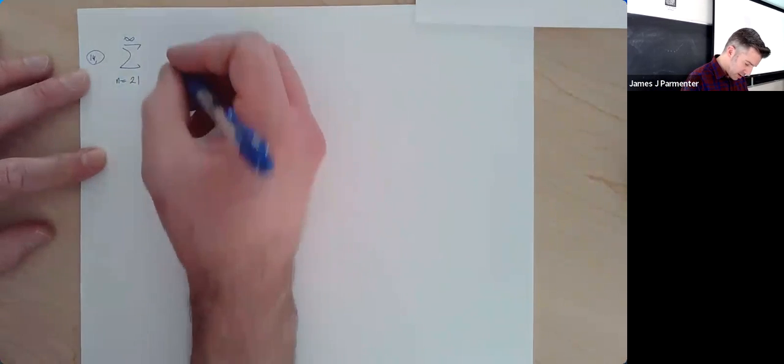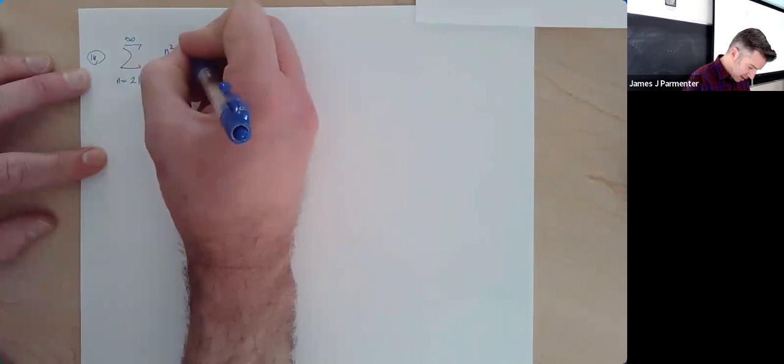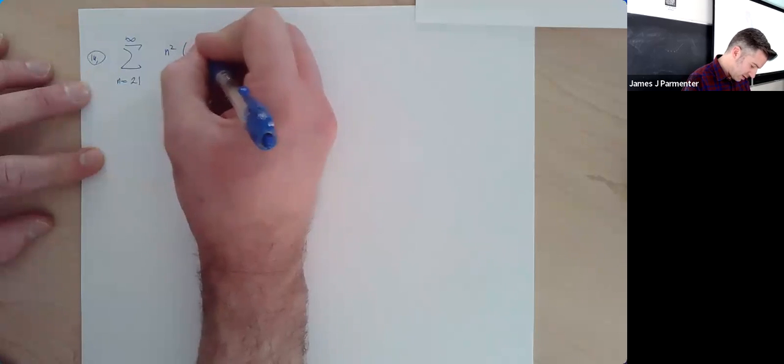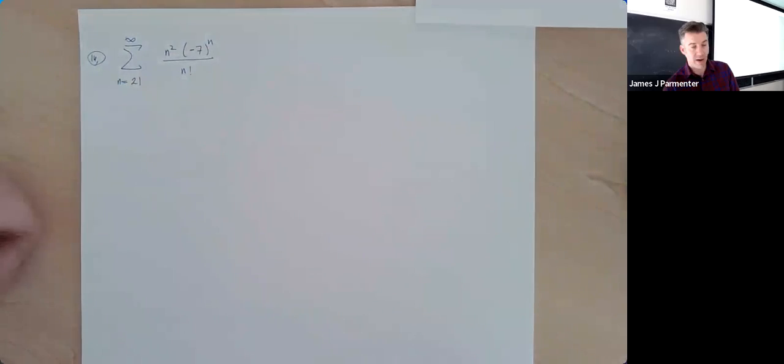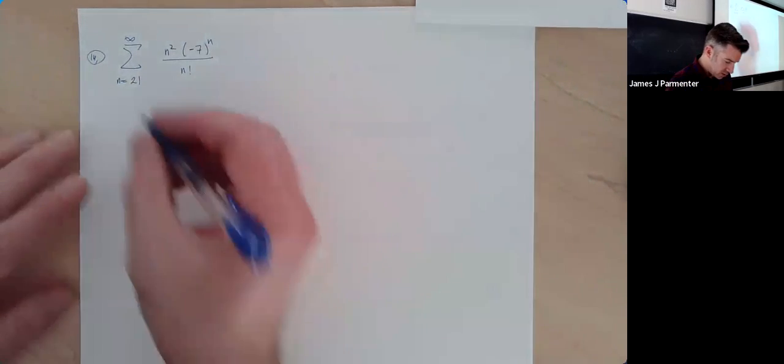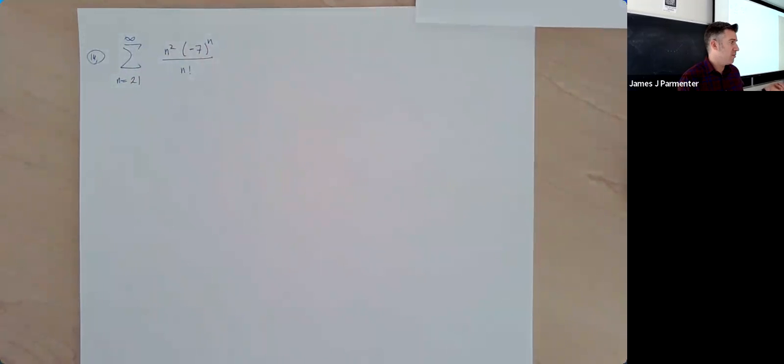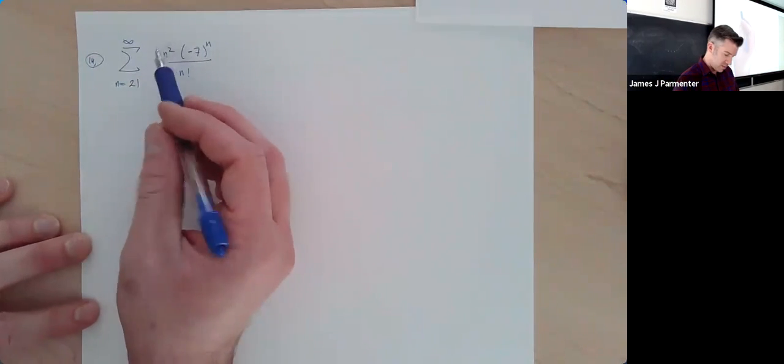Let's make it n squared times negative 7 to the n over n factorial. I'll point out that when you're using the ratio test, n to a power literally is inconsequential. So let's think about this, right? If I deal with the ratio test for this, let's just write it out.